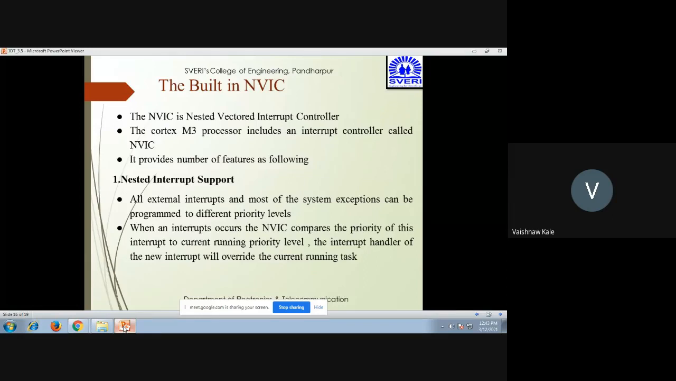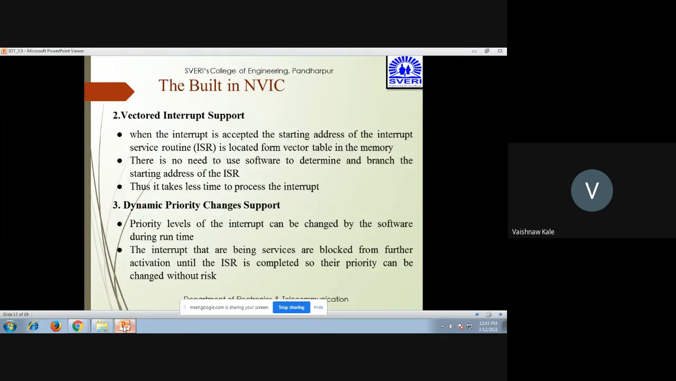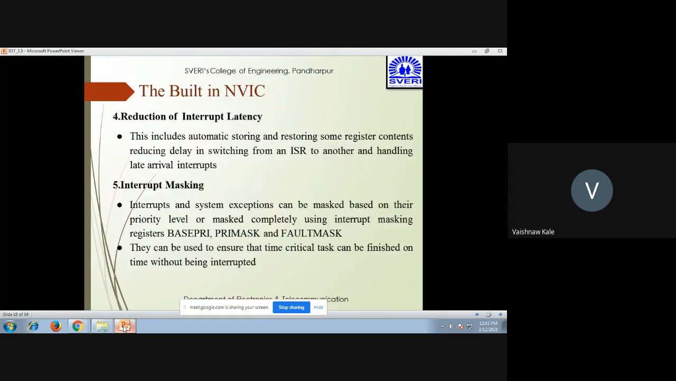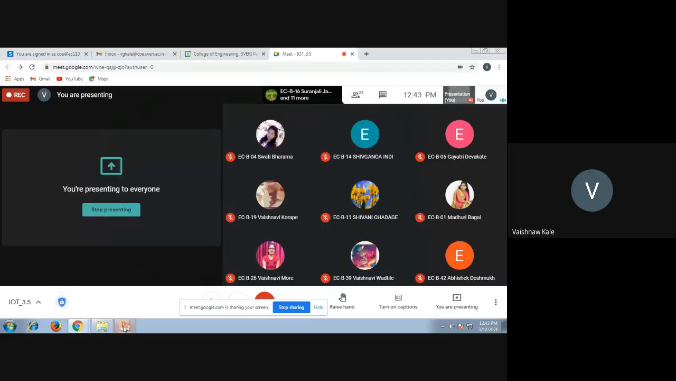Then we have seen the built-in NVIC. It's a nested vector interrupt controller. It has the following features: nested interrupt support, vector interrupt support, dynamic priority change support, reduction of interrupt latency, and interrupt masking. So these are the things we have seen.